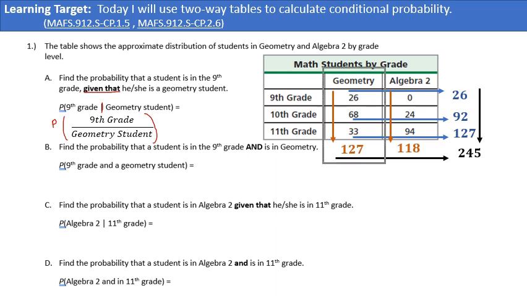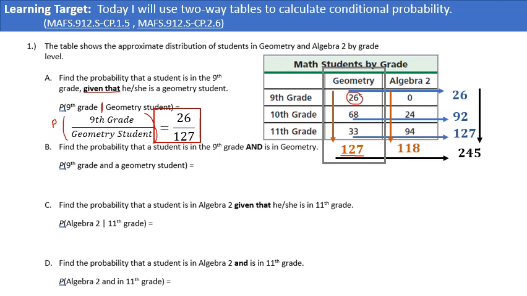So we are focusing in on just this column of our table. How many total geometry students do we have? 127. Do you see how helpful it was that we did all that work ahead of time? All right, so how many 9th graders do we have? Now remember, we're only looking at this gray box. So how many 9th graders do we have? 26. So what's our probability? It's going to be 26 over 127. I could leave this, remember, as a fraction or as a decimal or as a percent. For number 1, I'm going to choose to leave it as a fraction. And we're done. 26 over 127. Are we good? Okay.